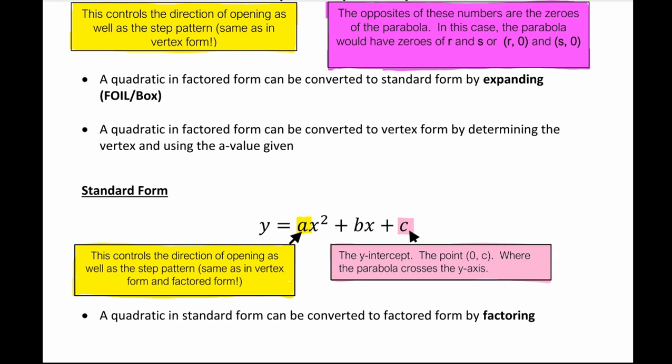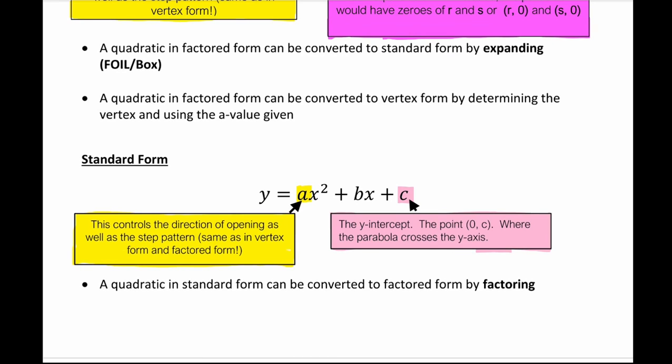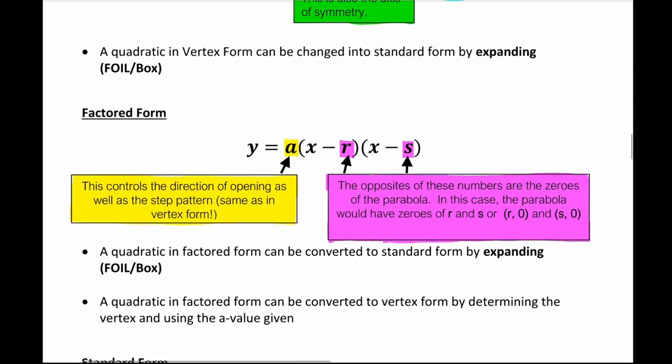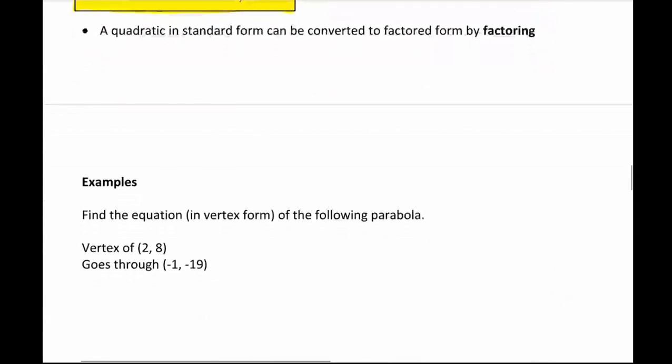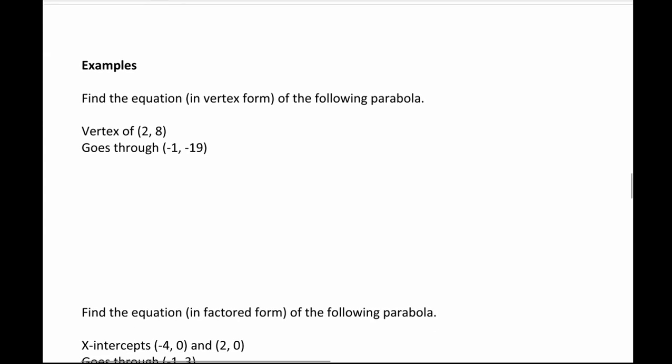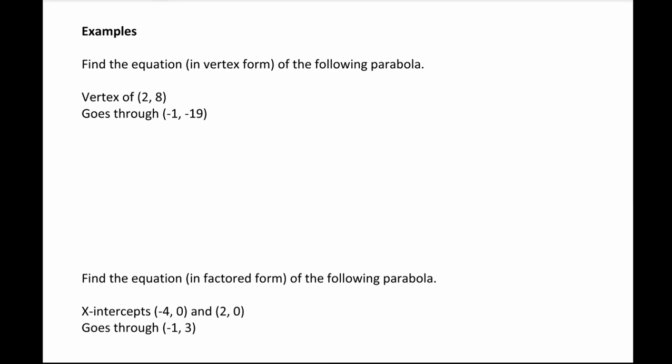So not a lot of information in this one, but if we needed to, a quadratic in standard form can be converted to factored form by factoring. So if we really wanted to, we could factor this equation, go back to factored form, which was this one, and from here we could work our way back to vertex form. So we should be able to convert between all three if we really need to. What we're going to look at in these examples, though, is how to determine the equation given specific information.